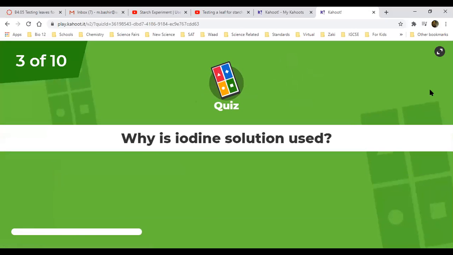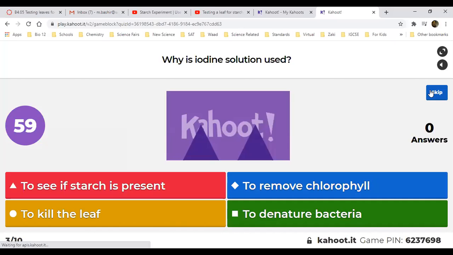Let's go to question 3. Why is iodine solution used? Why am I using iodine? To see if starch is present, to kill the leaf, to remove the chlorophyll, or to denature bacteria. This one is pretty easy with the options, because to kill the leaf, we have done that with the boiling of the water.